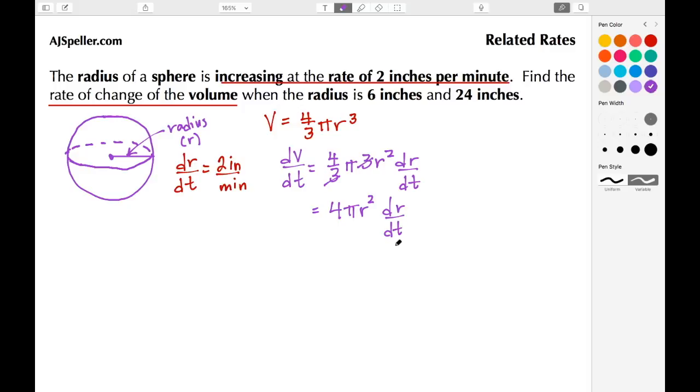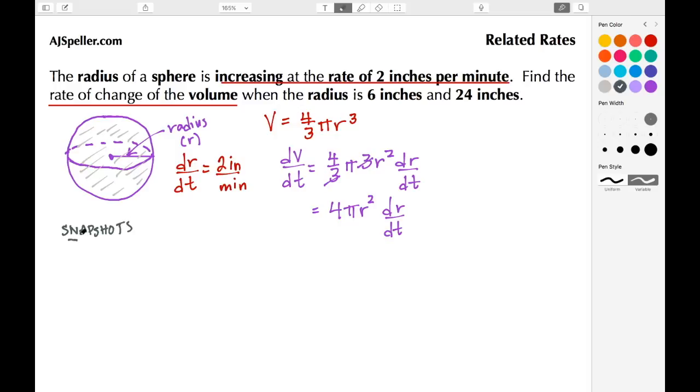And now it's just a matter of doing some simplification, doing a substitution. We see we have a variable r. Well, we have values for r. We have a snapshot at 6 and a snapshot at 24. And we have dr/dt, which was given, which was 2 inches per minute. And basically what this is going to tell us is how much space this sphere is taking up when the radius is at 6 and 24. All right, so let's create these snapshots.